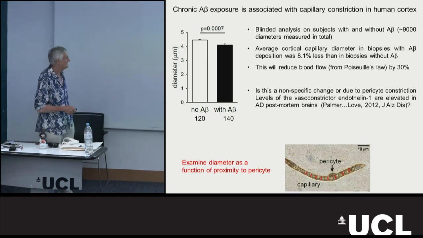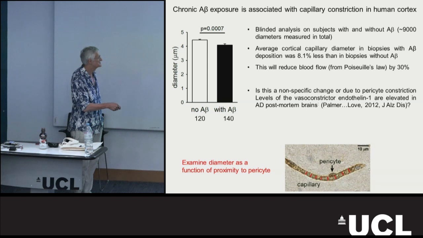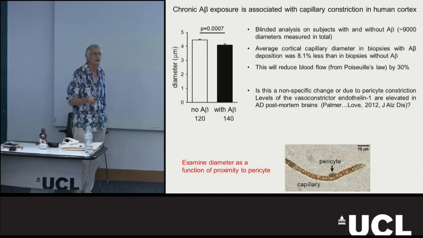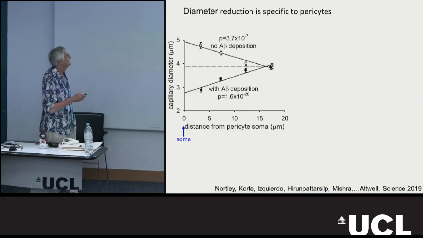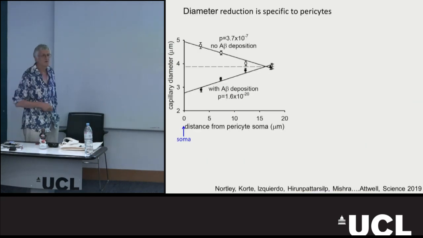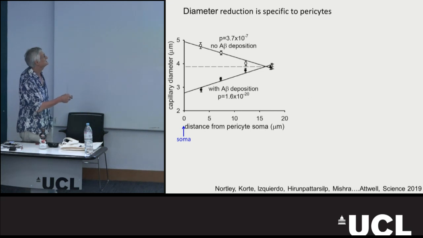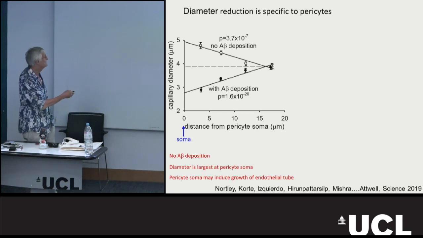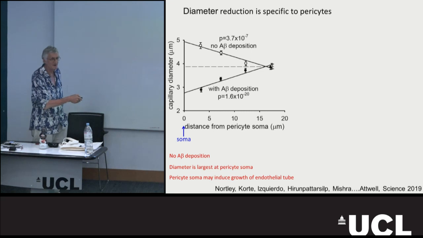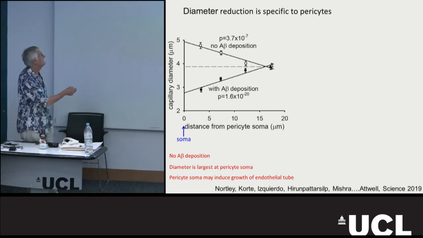And so to pin this on pericytes, we simply measured the diameter as a function of distance from the pericyte soma, like I showed you earlier in the brain slices. And when we do that, we get a graph that's very similar to what we saw in the brain slices. In the patients with no A beta deposition, the diameter is larger at the soma, and I attributed this earlier to pericytes inducing growth of the endothelial tube. But in patients with A beta deposition, there are just 4 points here, but there's really 5,000 points behind this line, which is why it's so massively significant. There's a massive constriction at the soma, okay?